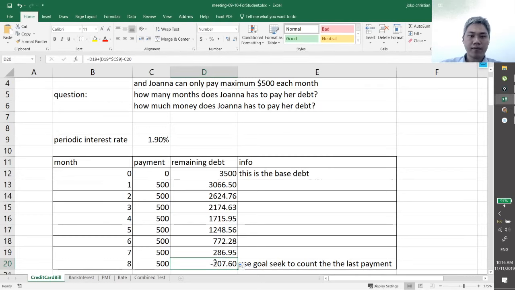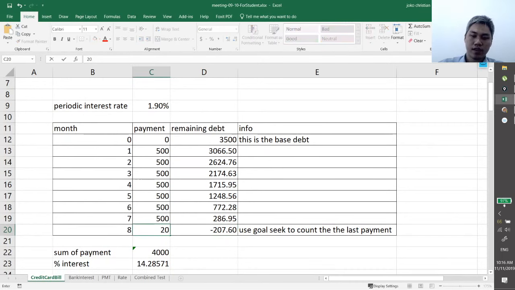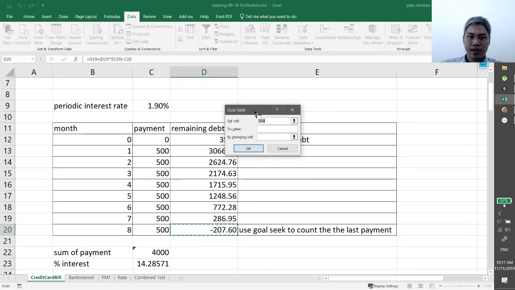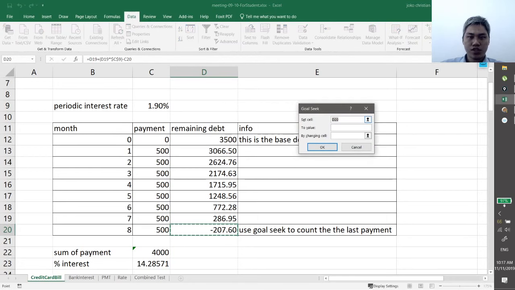How can we find the exact payment? If I put the exact payment here, 207.6, we didn't get the value quite correctly. So we need to use a feature called goal seek, and this is actually quite easy. You can see that I'm clicking Data here, and then What-If Analysis, and clicking Goal Seek, and then I set cell D20, which is the remaining debt, to be 0, by changing cell C20.